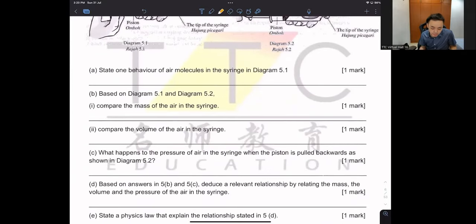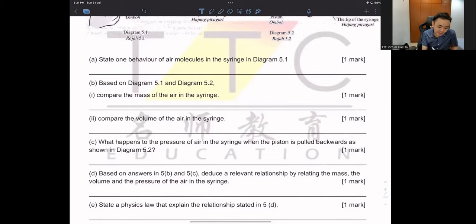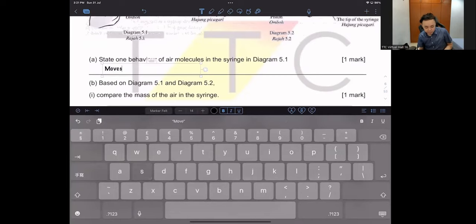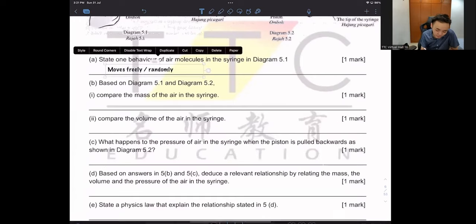State one behavior of air molecules in the syringe in 5.1. What does the air do? No, like, what do the air particles do? Not properties. Behavior and properties are very different, so you cannot say compressible. That's not correct. Think about it: what do particles like to do? They move freely, also can, move randomly, also can. That's the word we're looking for. They move randomly and freely.